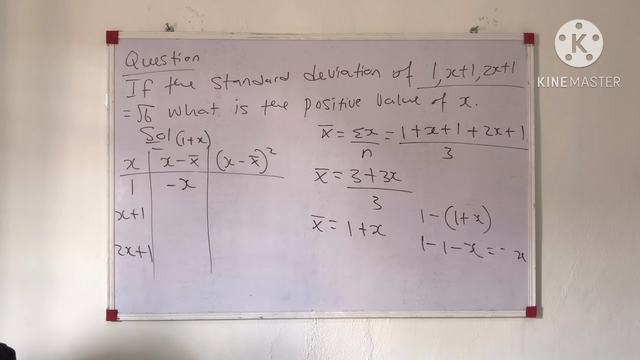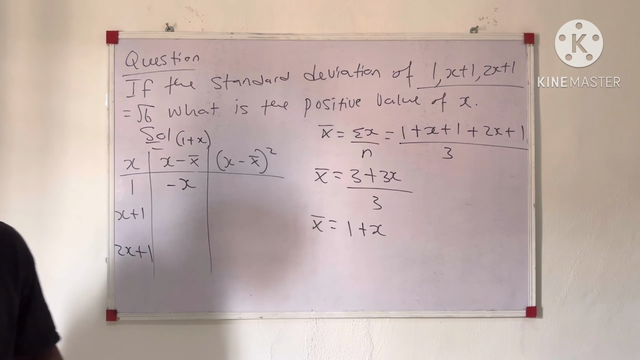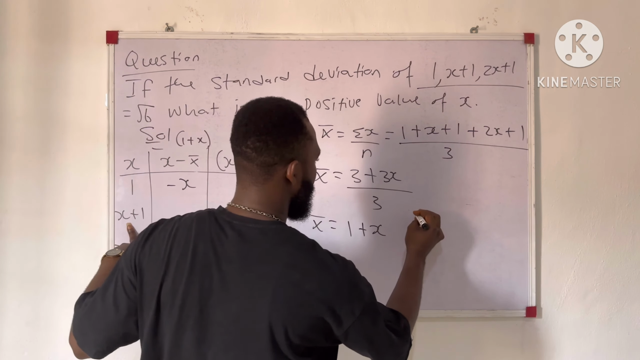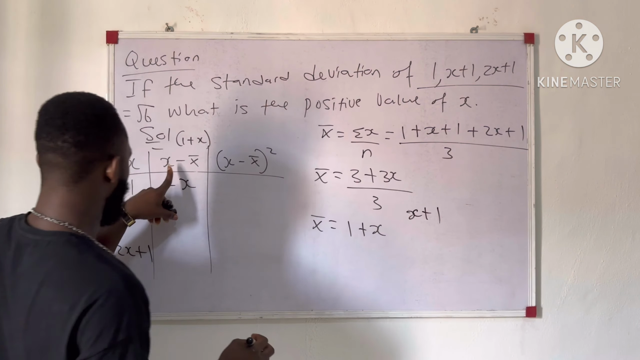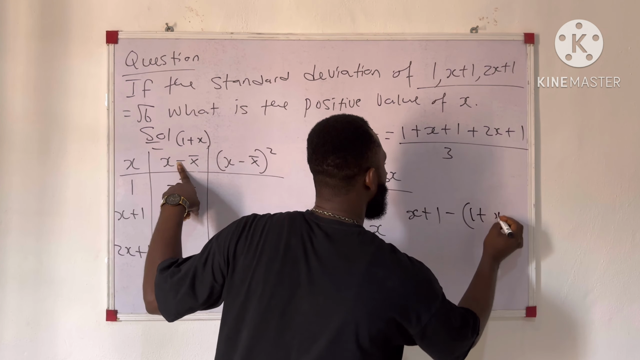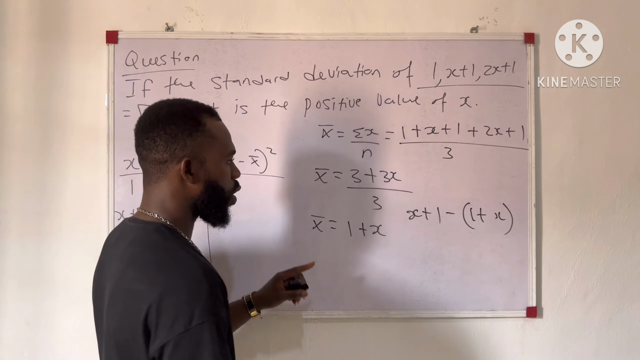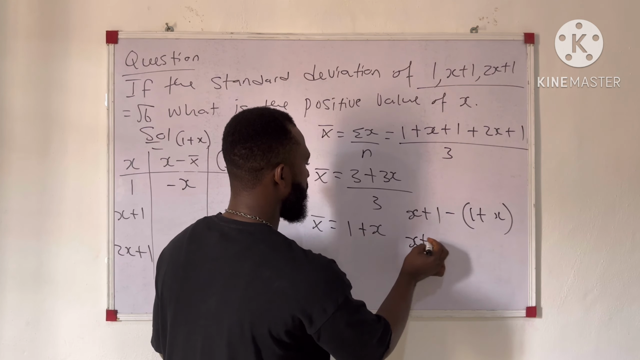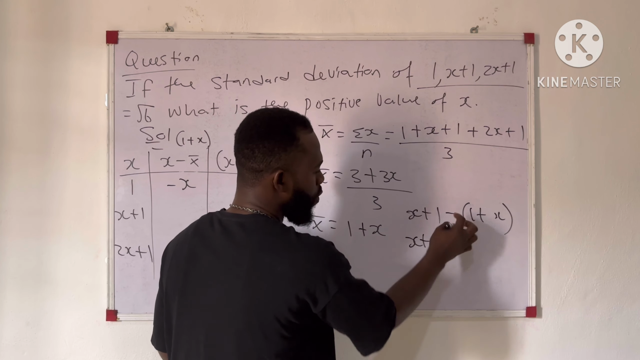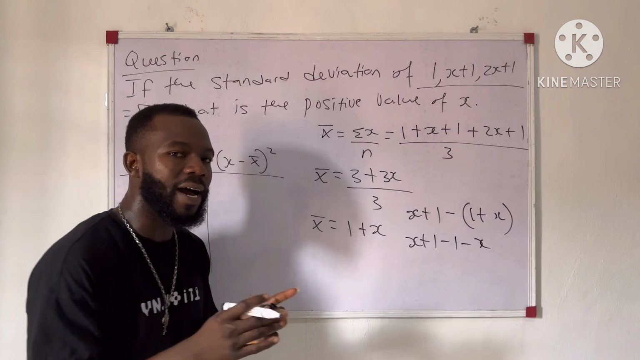Now, let's go for the second row. The second row says our x now is x plus 1 minus, don't forget that, our mean is always 1 plus x according to the question given. Again, let's open the brackets. When we do this, we have x plus 1 minus times 1 gives us minus 1, and minus times plus x gives us again minus x.